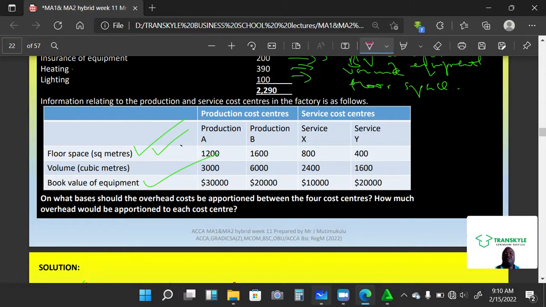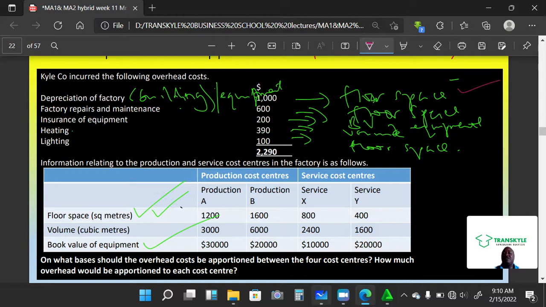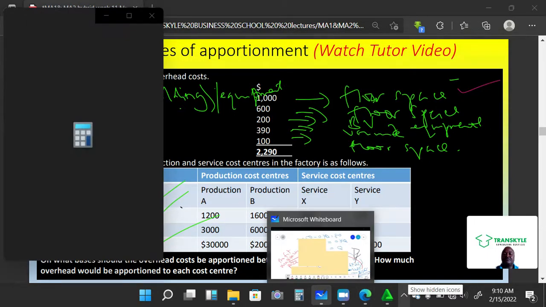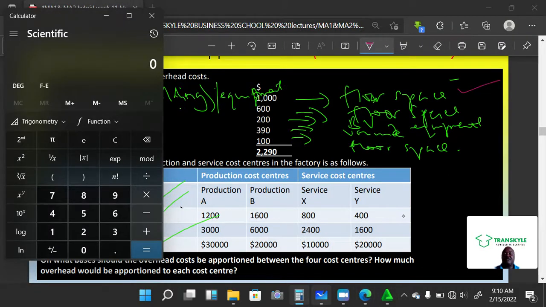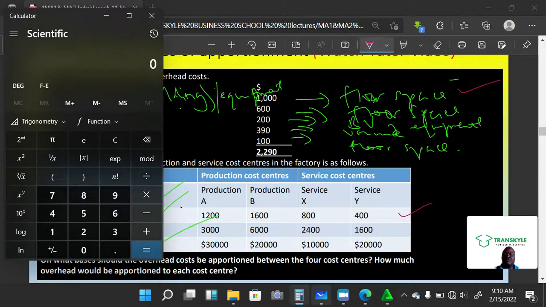We start with the total floor space, because we say that depreciation should be apportioned on the basis of the floor space, as we have done here. We say that depreciation of the factory should be apportioned on the basis of floor space. So let us calculate the total floor space we have. This is the floor space, as you can see. So let us do it with our calculator.